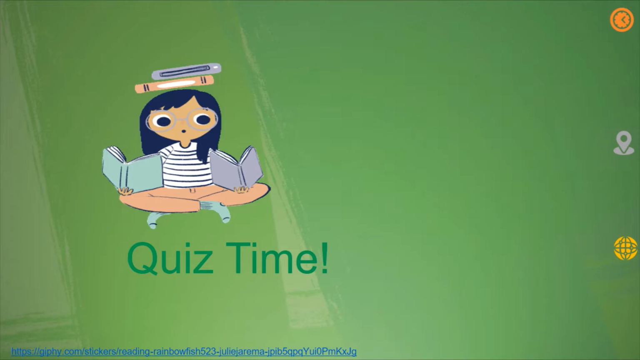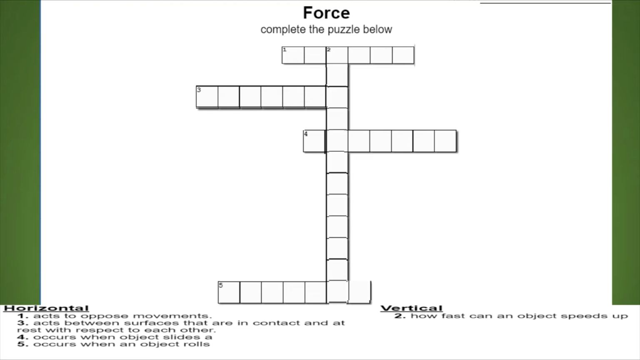Now for our vocabulary exercise, I will be giving you 2 minutes maybe to complete this puzzle below. There are some clues on the horizontal lines and vertical lines. So you may now pause the video, and you can play it again once you are finished. Good luck.